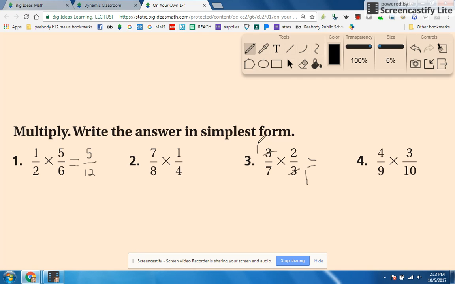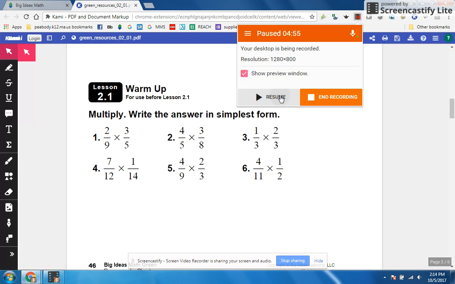So I'm going to multiply my new numerators. 1 times 2, which is 2. 7 times 1, which is 7. And now I have my answer, and it's already in simplest form. So you try 2 and 4 and see what you come up with for those.